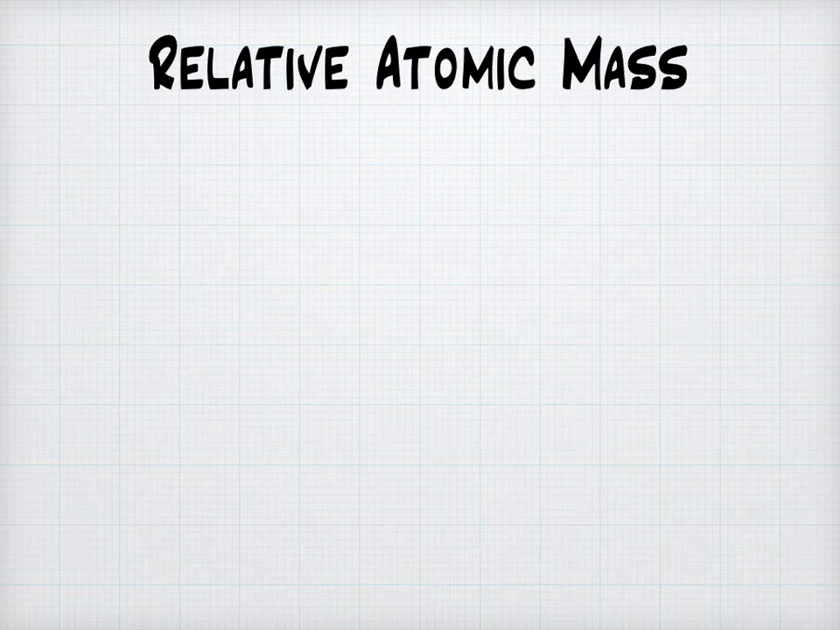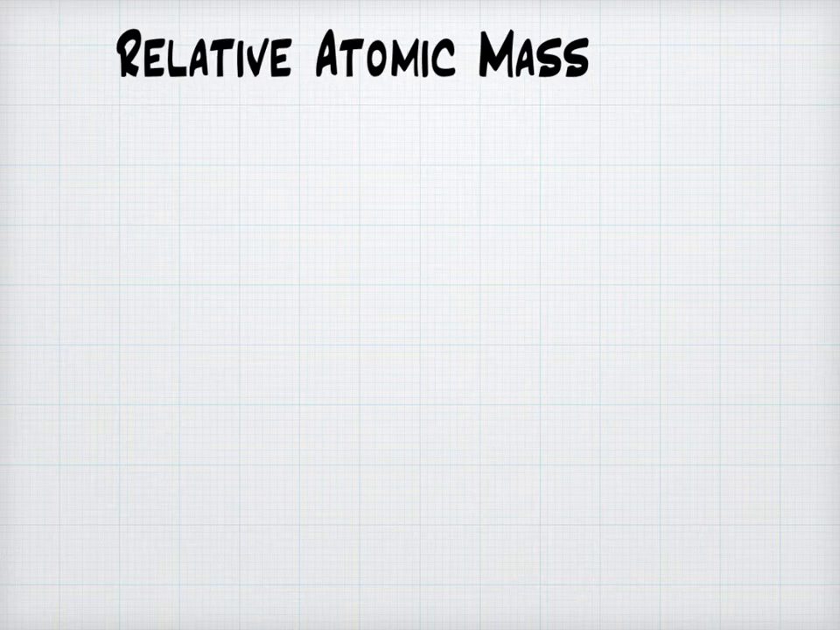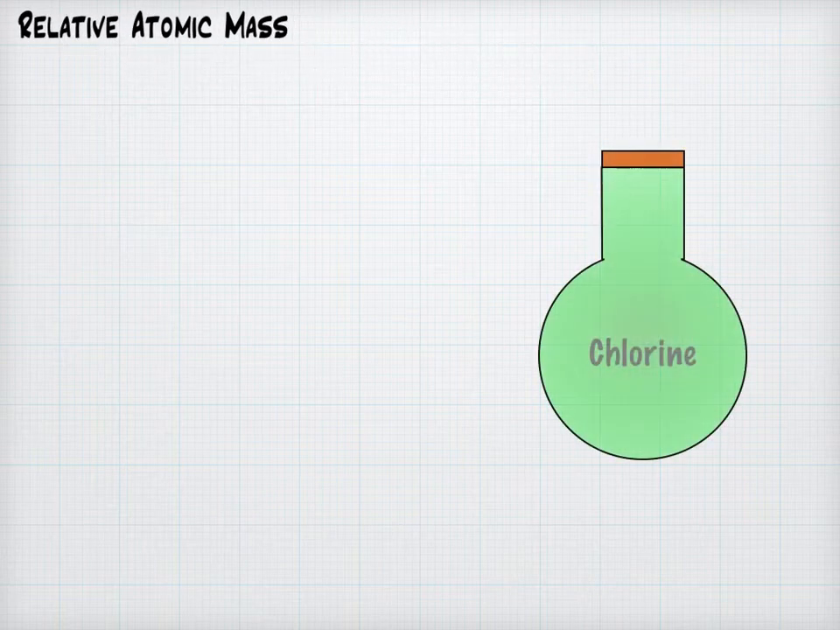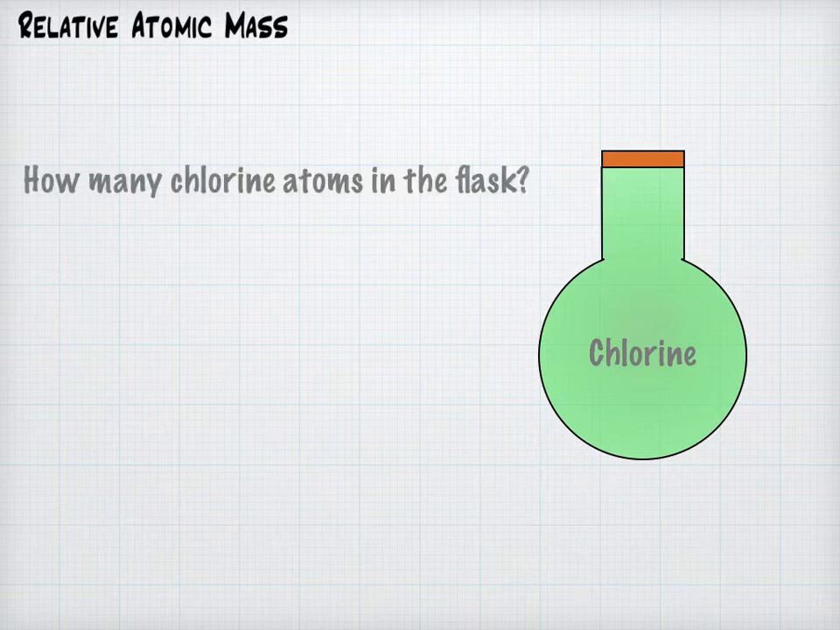Okay, so we're talking about relative atomic mass. Let me first explain why we need it. Let's imagine I have a flask of chlorine. Right, so there's a flask, it's got chlorine in it. I want to know how many chlorine atoms are in the flask. Now I can do that. There are ways of working that out. They're a bit more complicated than I want to go into at the moment, but the basic idea is this.